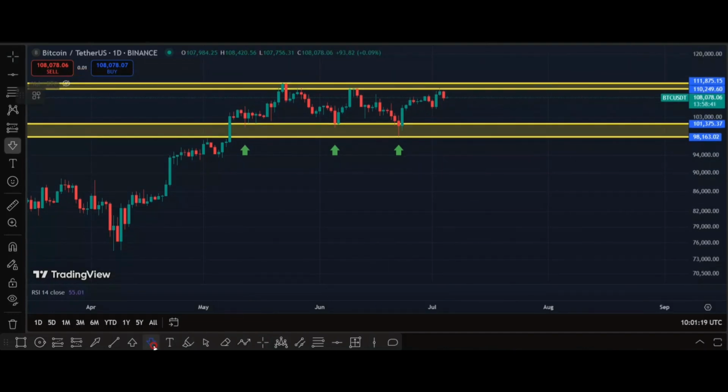Testing times. The price is tickling the support line. Is it going to break? Stay tuned. Volume's got a secret. Lots of trading, but no clear winner. The market's playing coy. RSI says, meh. No strong signals. It's like the market's taking a nap.